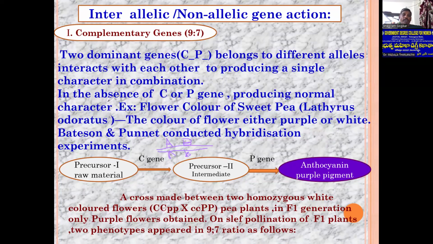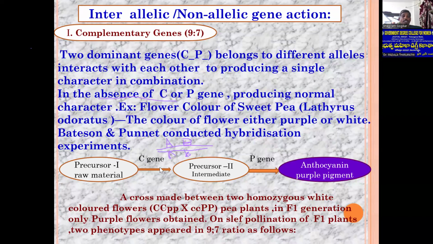So in this way, in the absence of, here we can see two genes are there, that is capital C and capital P. Capital C and capital P, both the genes are present on the same chromosome. In the complementary genes, we can explain the two genes are required for the production of color.